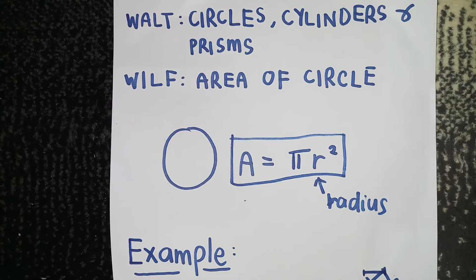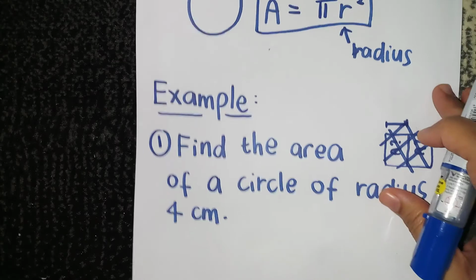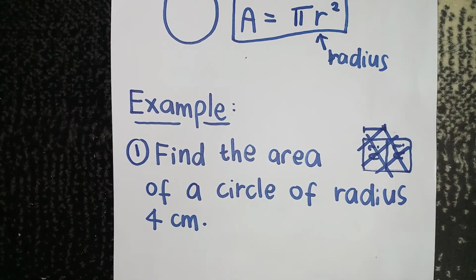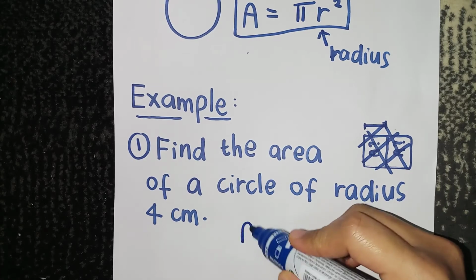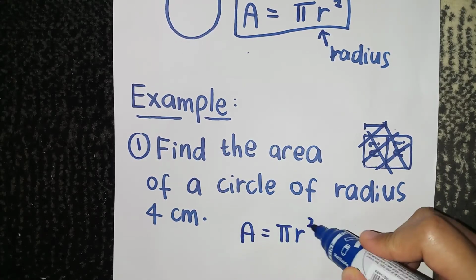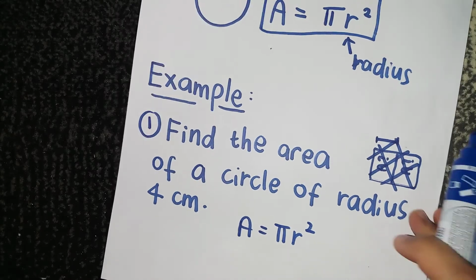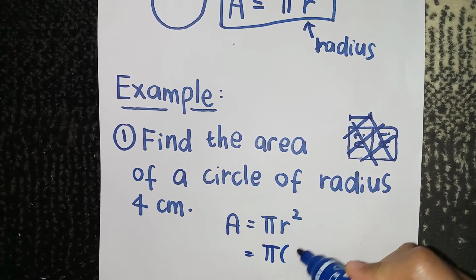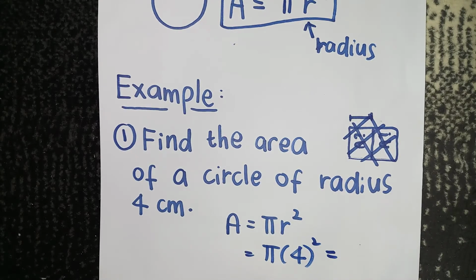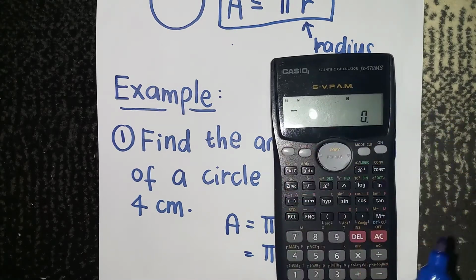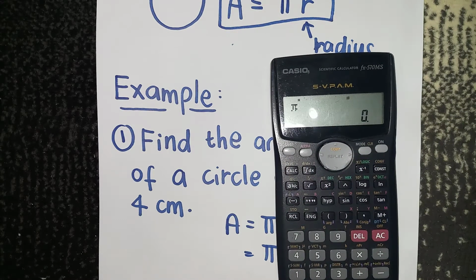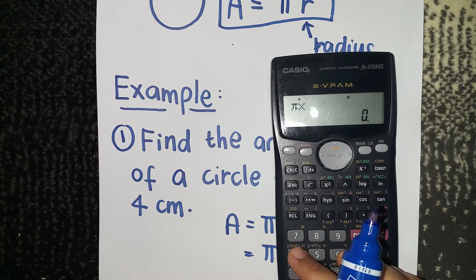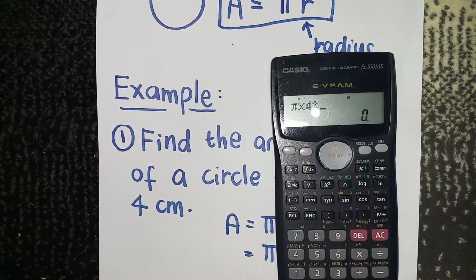Now let's quickly look at the first example. Find the area of a circle of radius 4 cm. The formula of area is A equals pi r squared. What is the value of pi? We just press the calculator. What is the value of r? That is just 4. So that is pi times 4 squared. This is how you press your calculator: you press pi, then times, then 4 and then square. That's it.